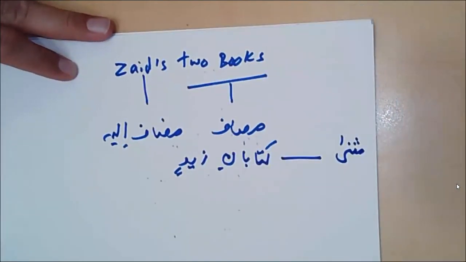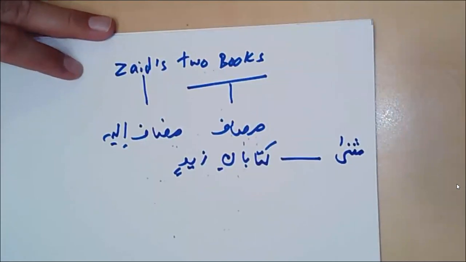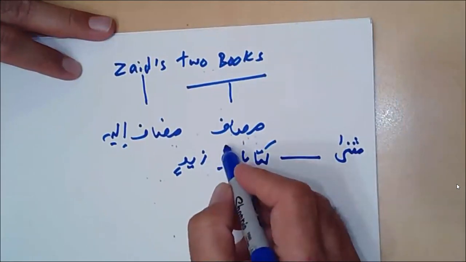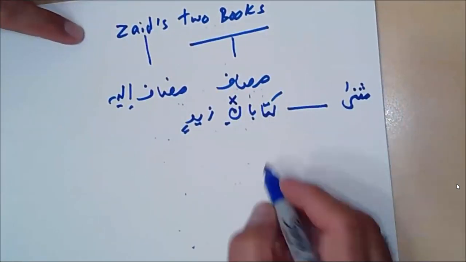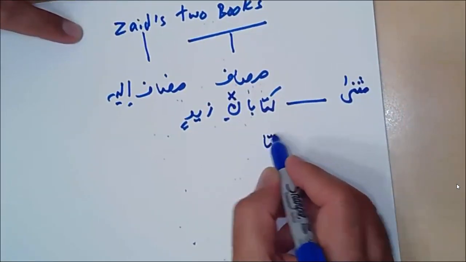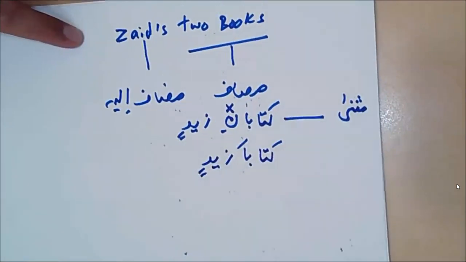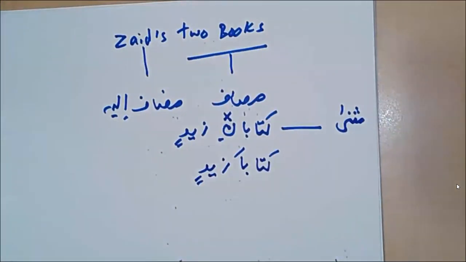Musanna. So what was the rule for Musanna? Drop the noon. So it will become Kitaba Zaidin. So that was the reason I brought this example for you. Making sense?